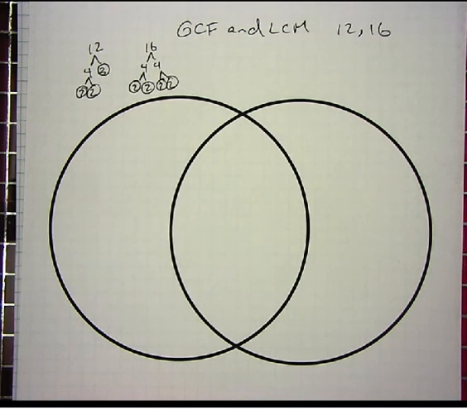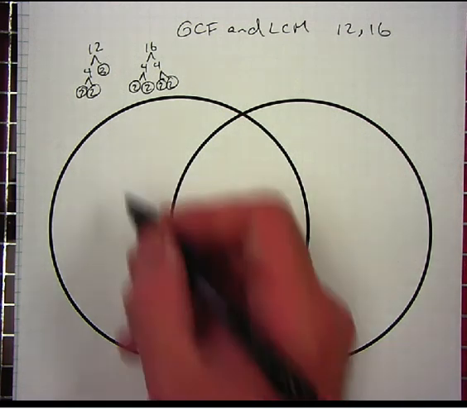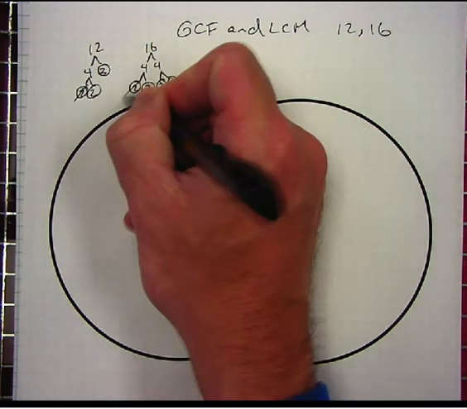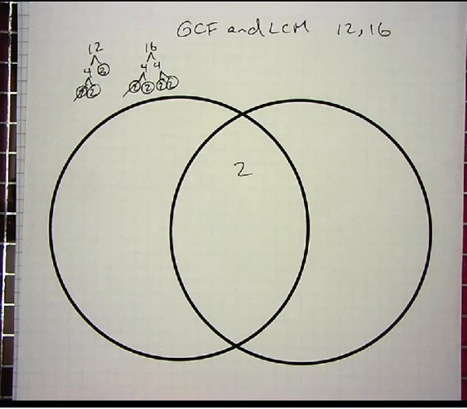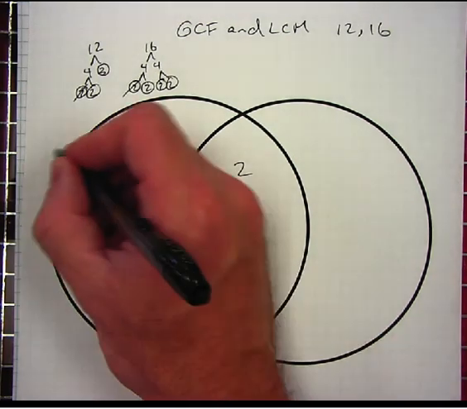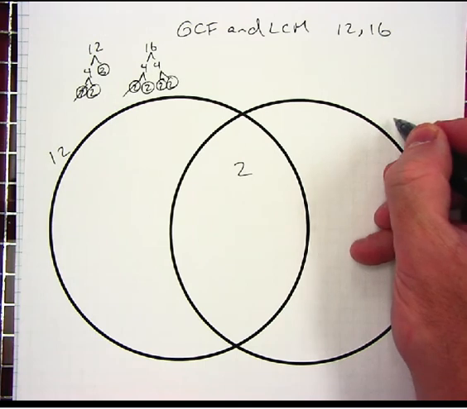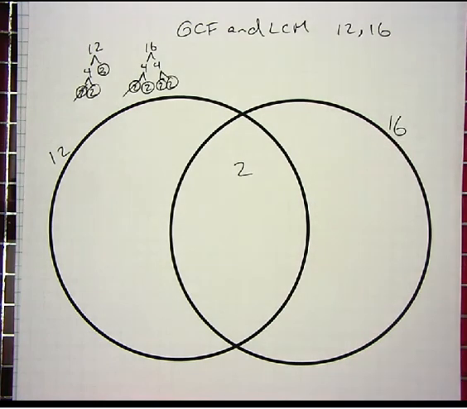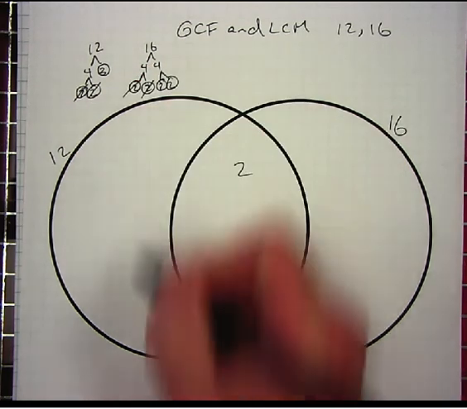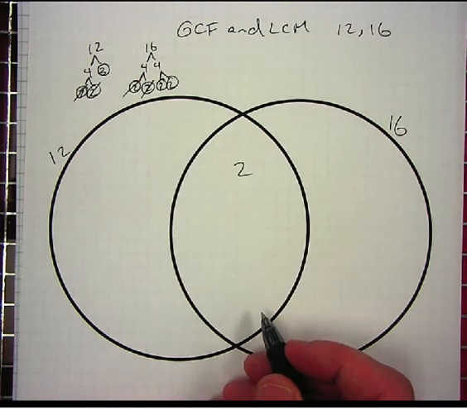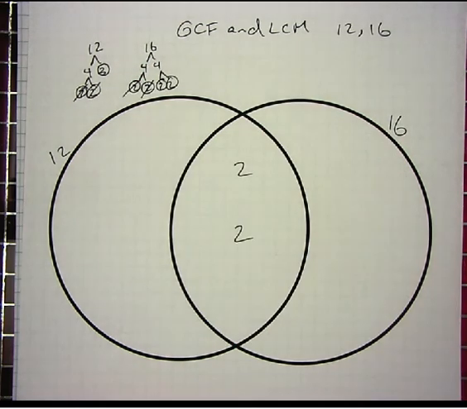Then we look at which prime factors these two numbers have in common. Well, they share a 2, so I cross off a 2 from both, and I put a 2 in the middle because they both share it. I'll designate one of these circles as the circle for the prime factors of 12, and the other circle as the circle for the prime factors of 16. There's another prime factor they share, another 2, so I cross off a 2 from both factor trees, and I also put that in the middle.